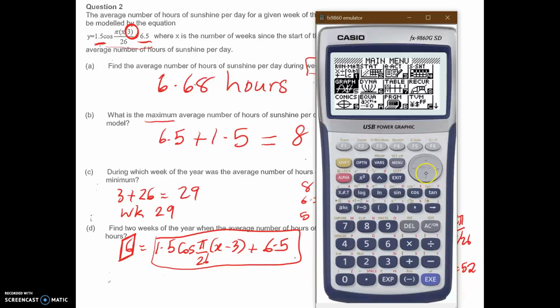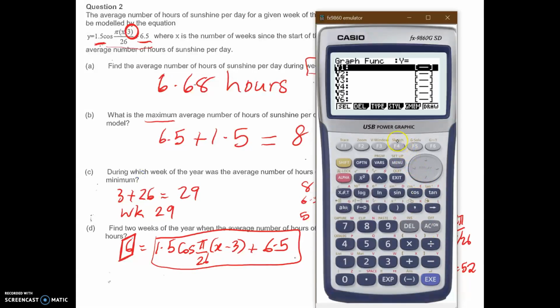So you go into menu, into your graph. So I'm going to enter the function as one of my functions. So 1.5 cos, bracket, oops, shift pi over 26, another bracket, x minus 3, close bracket, plus 6.5. This is one function, and the other one is going to be 6.